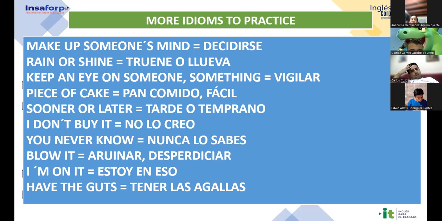Make up someone's mind. Okay, here someone is a placeholder, right? But you say the name of the person instead of the word someone. For example, you say make up Sylvia's mind. Okay, make up Sylvia's mind, for example.